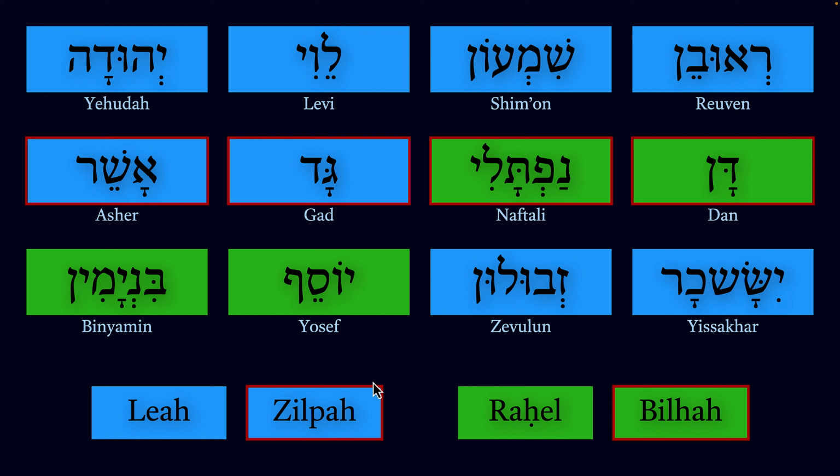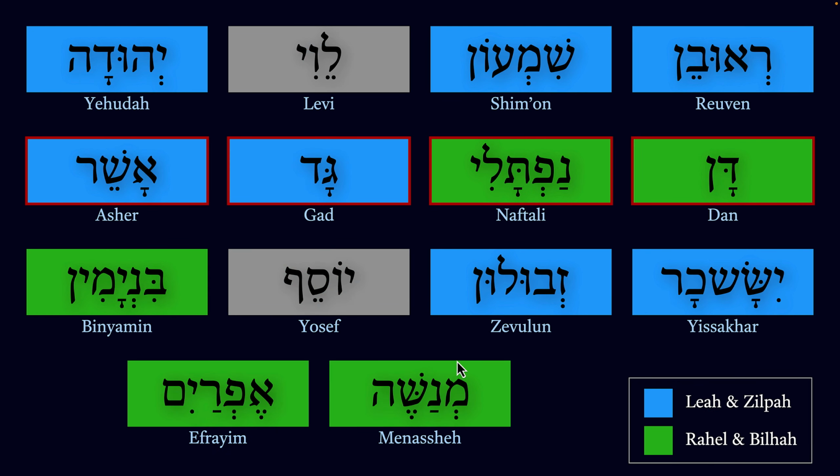Okay, the other one is Rachel, where Yosef and Binyamin are her sons. But then before they were born, Dan and Naphtali were born to Bilhah. Okay, that makes up the 12 sons of Jacob. These are the heads of the 12 tribes of Israel.